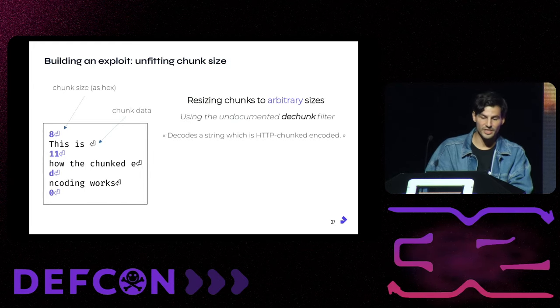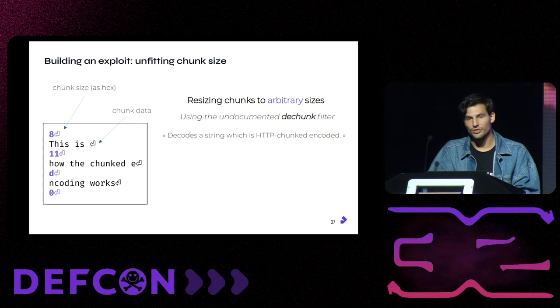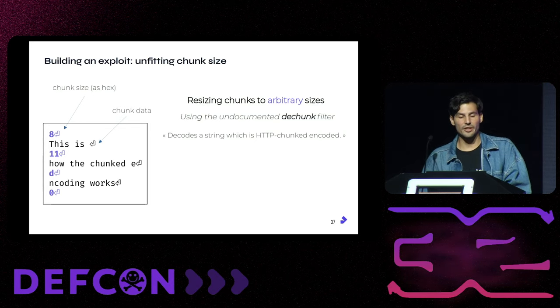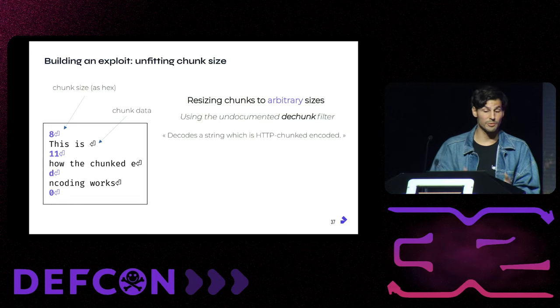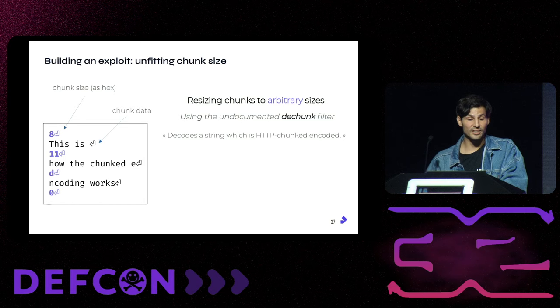A way to do this is to use another filter, which is called dechunk. It's undocumented, but it's been used by many hackers before, so it's pretty well known. The idea is that it will take an HTTP chunked encoded string and simply decode it. For those who don't know, the HTTP chunked encoding is very simple. It consists of sending a size as ASCII hex, and then sending the data, then a new size as ASCII hex, and then sending the data, etc.